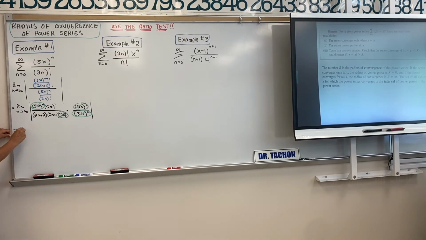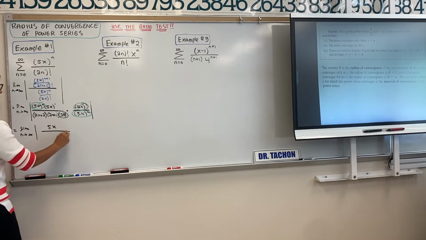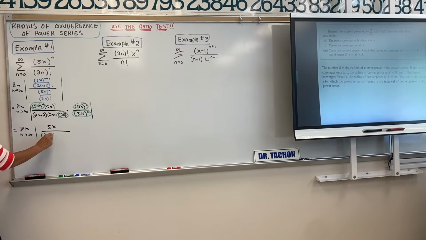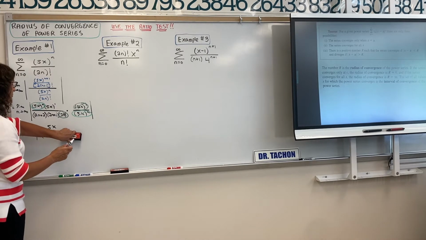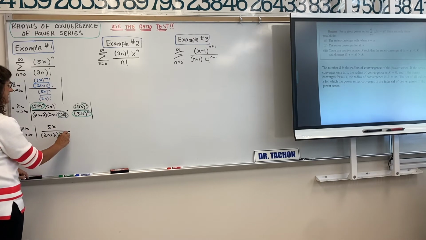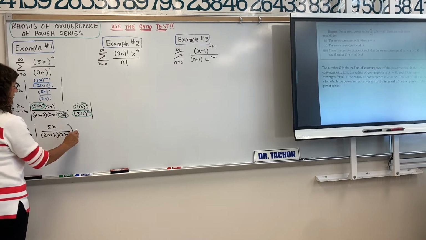Let's see what we've got here. We've got the limit as n goes to infinity, all right? What do I have left over in the numerator? I have 5x. What's in the denominator? I have 2n plus 2, all right? And I have 2n plus 1. So this is what I have left over when I factor completely and factor everything out.